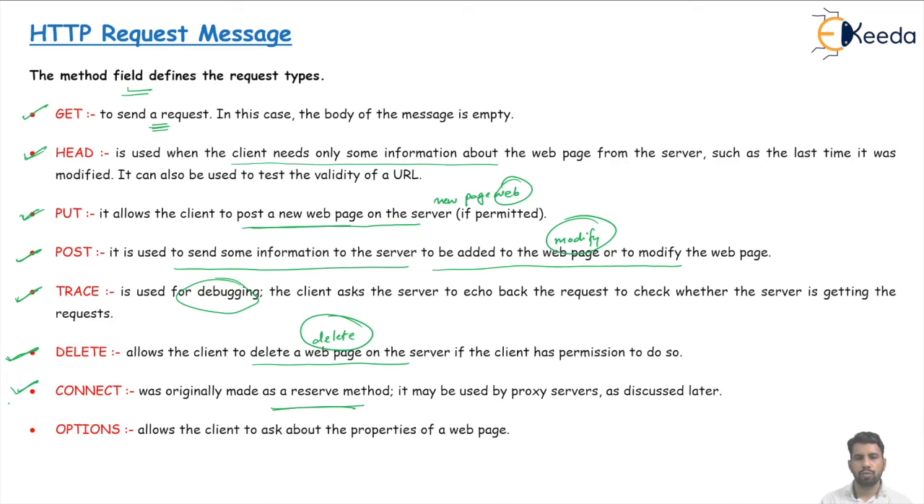Okay, if you want to do proxy things, then this is a reserved type of method, meaning reserve this connection for us. Next is OPTIONS. Options means if you want to know about the properties of the web page, or which type of web page this is, or want to download the code, meaning we want to know some information about the web page. Then the OPTIONS method comes into the picture. These are the main 8 methods for the request message in the HTTP request.